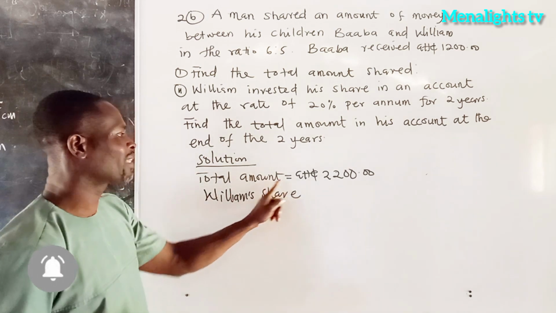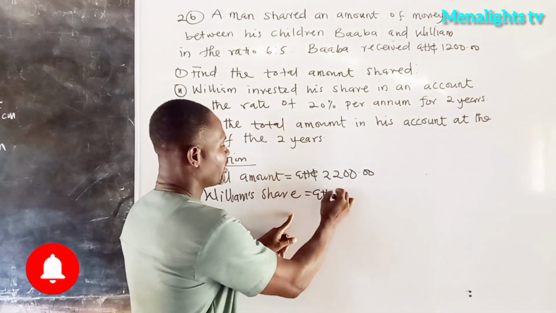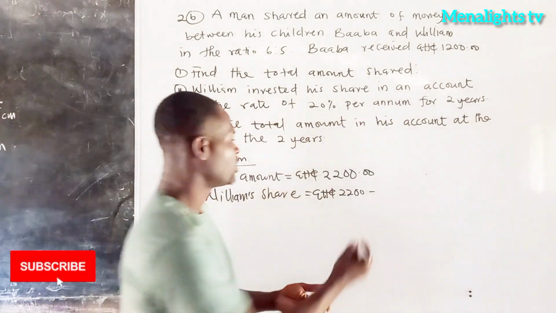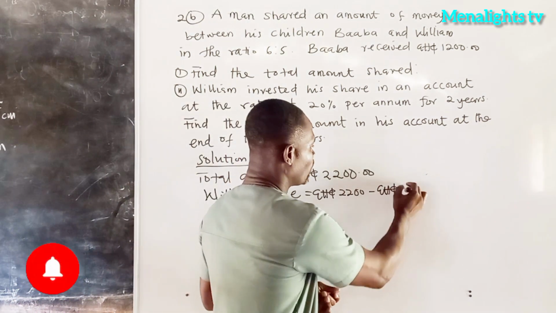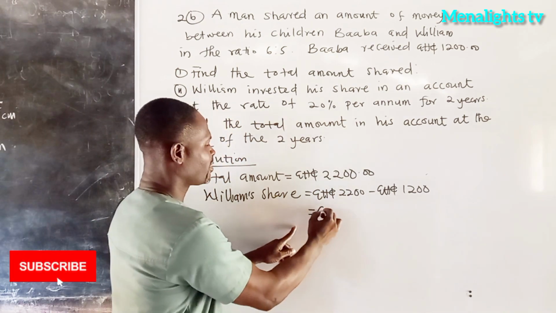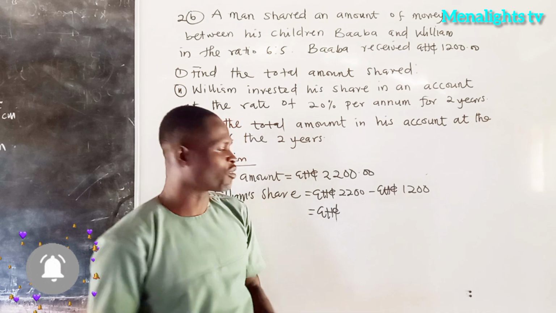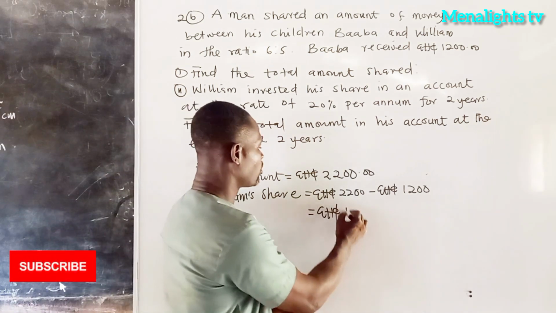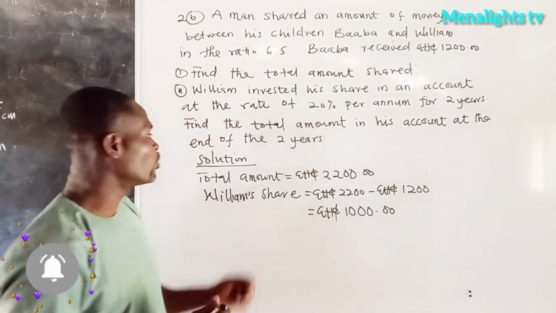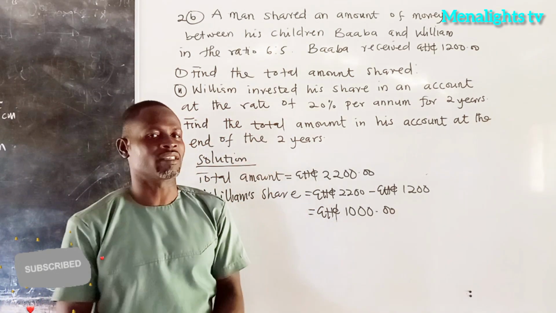will be equal to the total amount minus the amount that Baba received. So the total amount is the 2,200, then minus the amount that Baba received, which is 1,200 cedis. So with that, when you take 1,200 from 2,200, then we are left with what? 1,000 cedis. And this 1,000 is William's share. So William received 1,000 cedis.